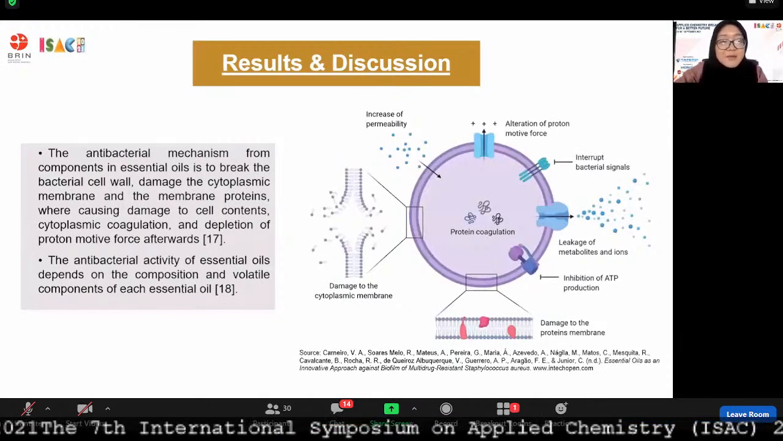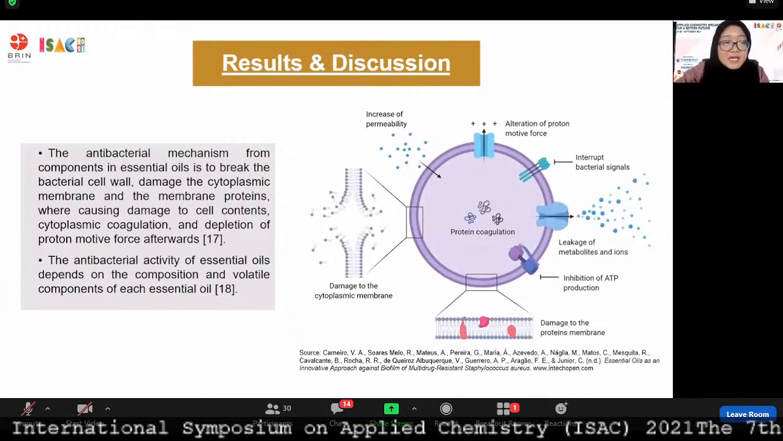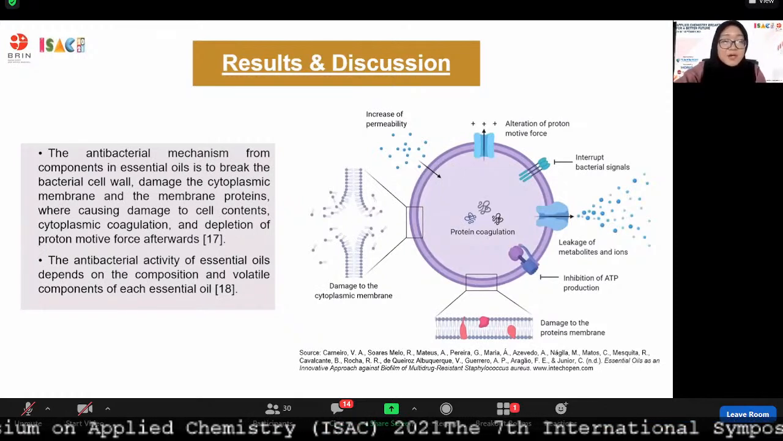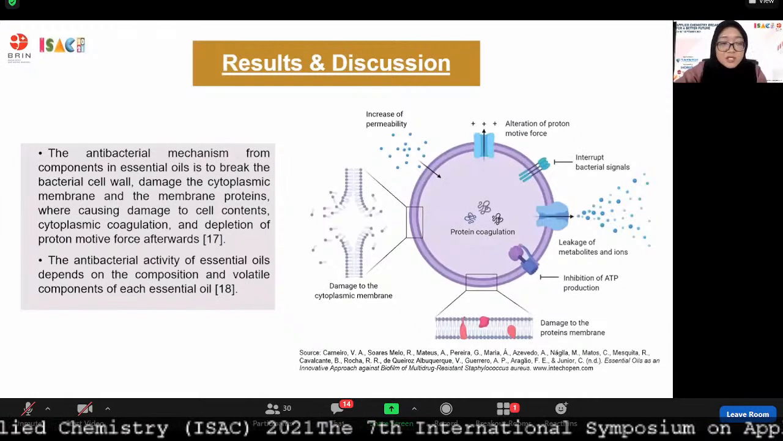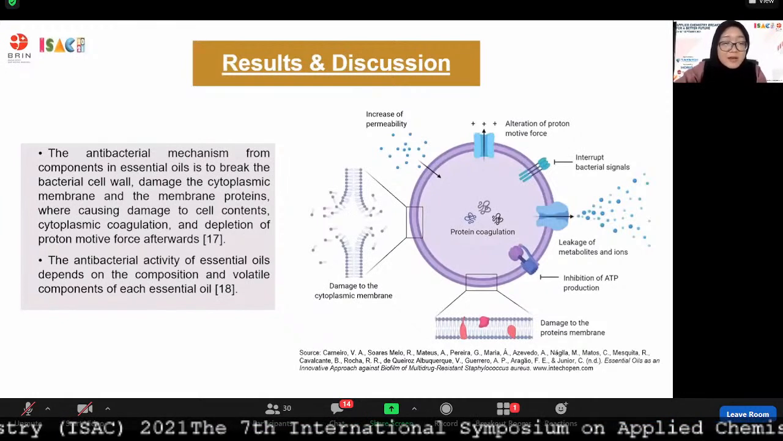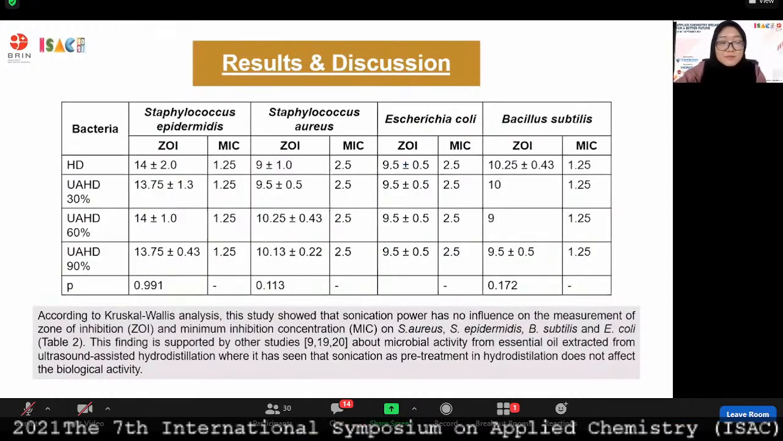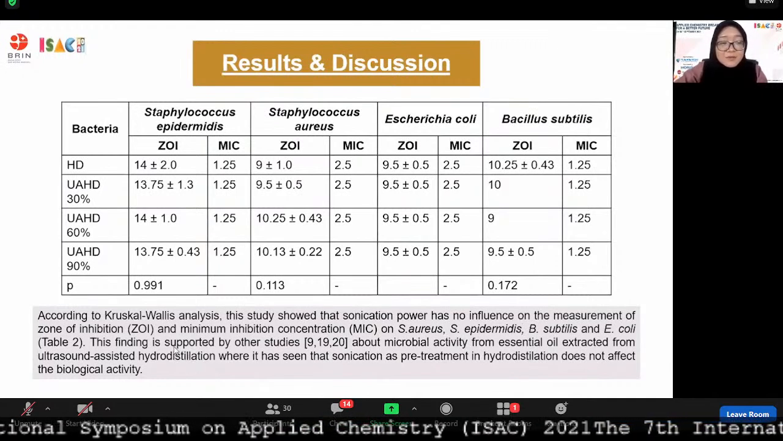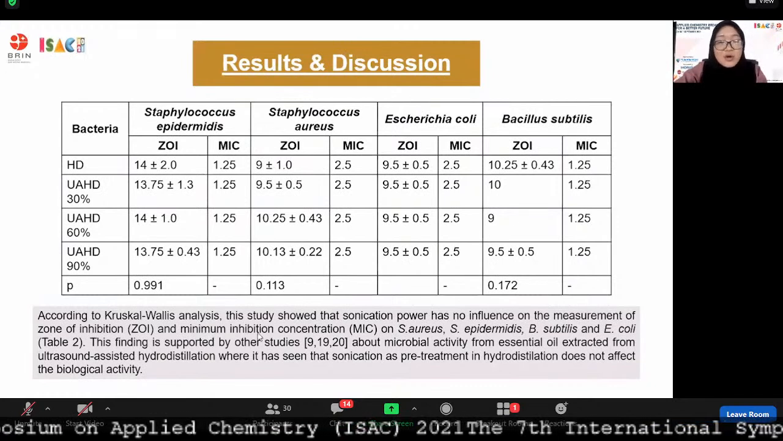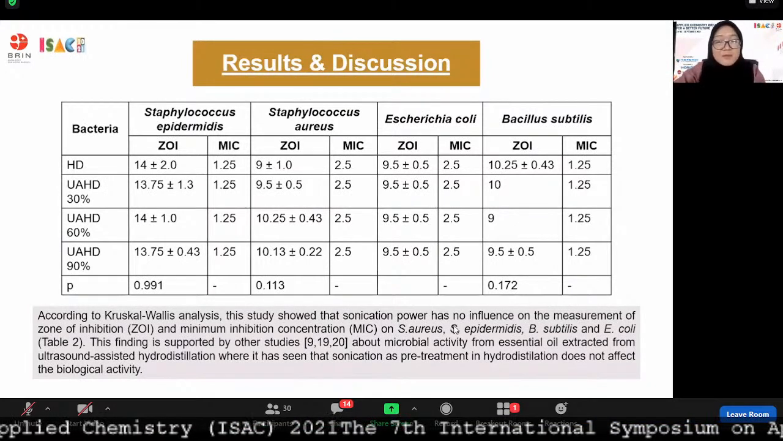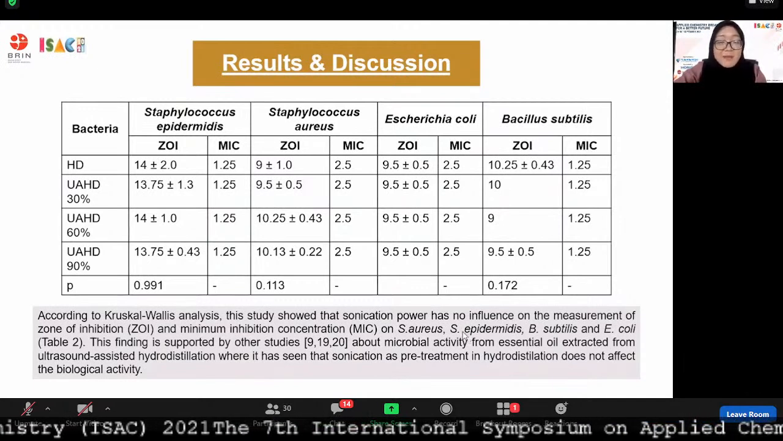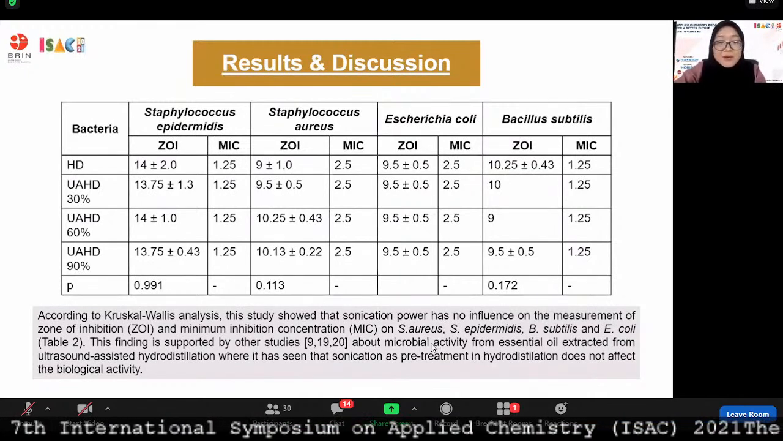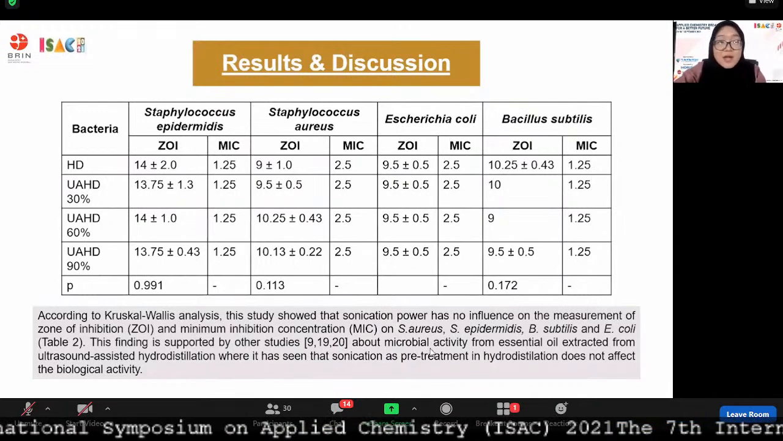And this is the general antibacterial mechanism of essential oil. The essential oil breaks the bacterial cell wall, damages the cytoplasmic membrane and the membrane proteins, and this activity of essential oil depends on the composition and volatile components. The results of antibacterial analysis were analyzed by Kruskal-Wallis analysis and showed that sonication power has no influence on the measurement of both ZOI and MIC. And this finding is supported by other studies where it has been seen that sonication as pre-treatment in hydrodistillation does not affect the biological activity.